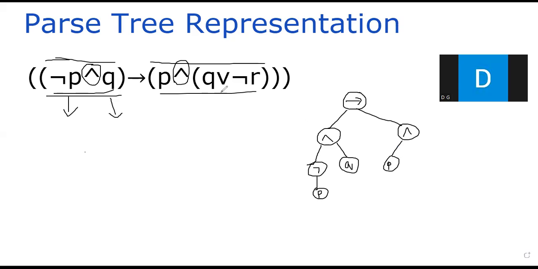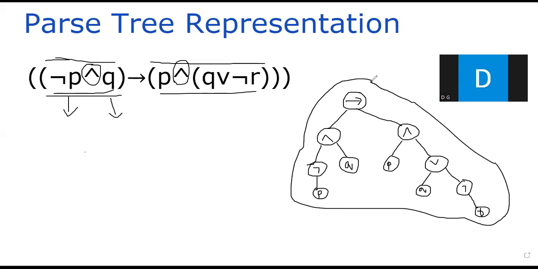On the right-hand side, we have Q or not R. The or becomes the root, and the Q is the left child. Again, you have a right child with a not and an R. So this is how we can represent a logical formula as a parse tree. This tree is called a parse tree. If you traverse this tree in order, you can go back from this representation to the linear representation.